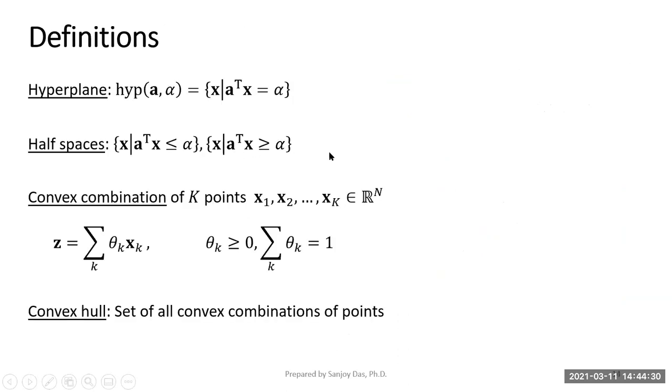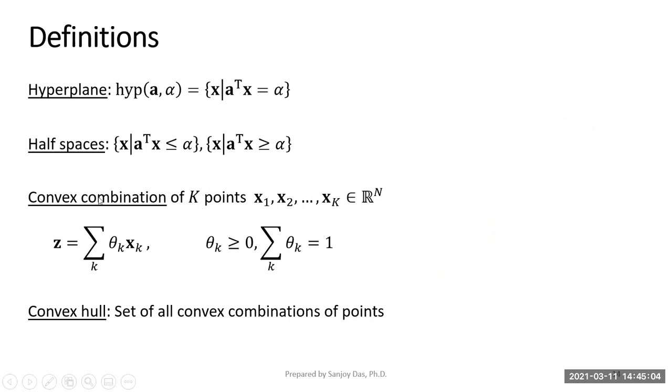Okay, now back to definitions. A hyperplane is the set of points X such that A transpose X equals alpha. And half spaces are sets of points X such that A transpose X is less than or equal to alpha. Note that this includes the hyperplane itself. And another half space is the set of X such that A transpose X is greater than or equal to alpha.